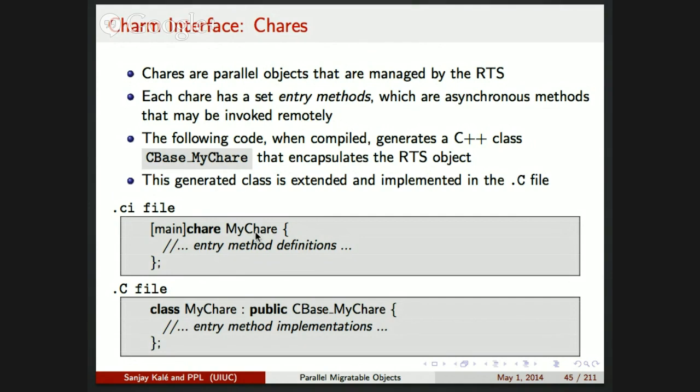So right here, in the following code, we have a chare in the .ci file. It's just a chare called MyChare with some method definitions. When we compile it with charmc, it will generate a C++ class, CBase_MyChare. So you're always going to end up with a class CBase_ followed by whatever name you give the chare in the .ci file. The generated class is then extended and implemented in the C file. So here you'll have the name of your chare again, class MyChare, and it inherits from this generated base class.